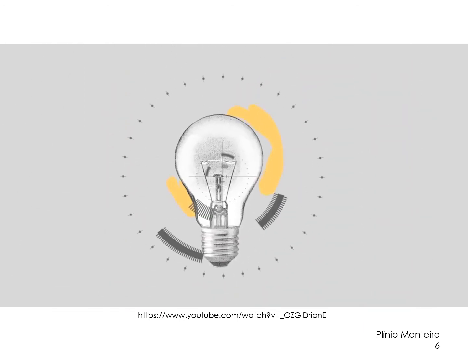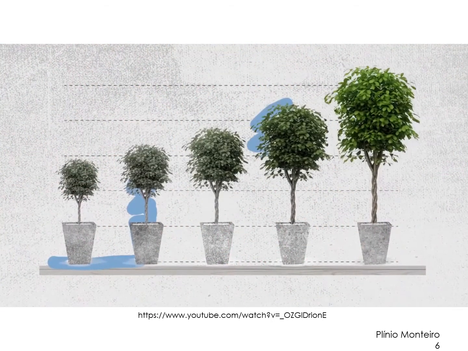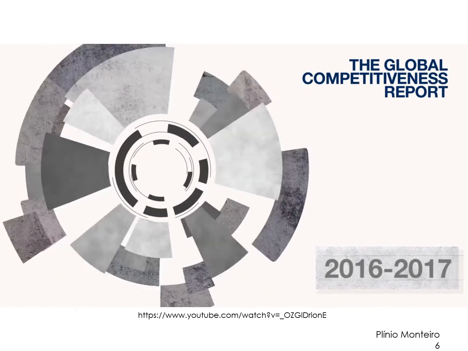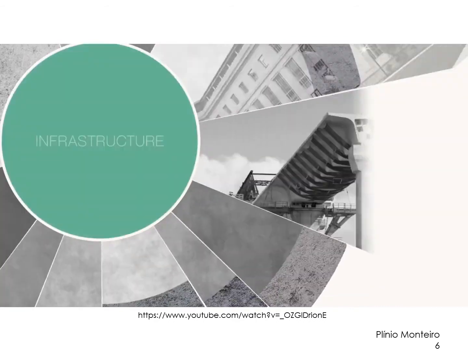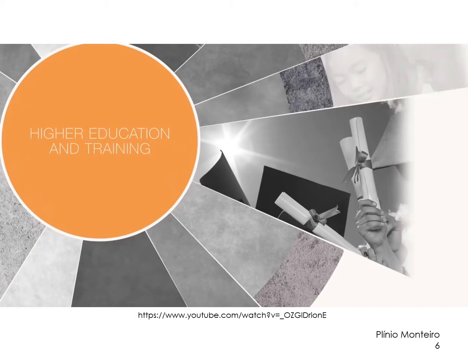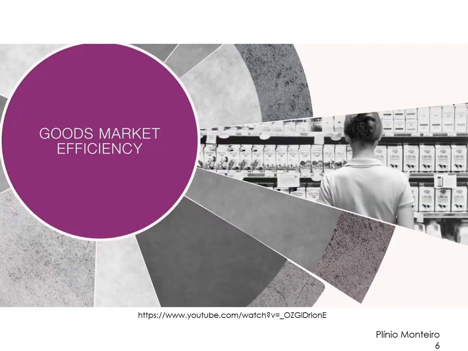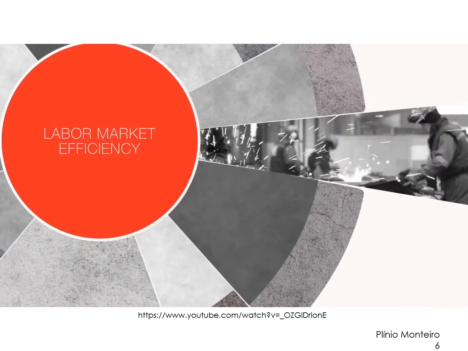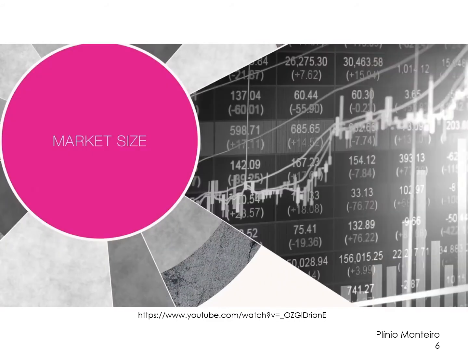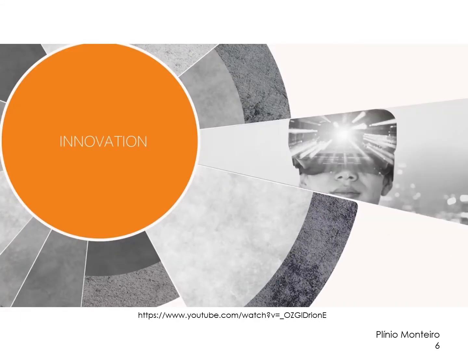With the global economy still in recovery, countries must embrace openness, technology, and innovation to remain competitive. But how do you measure competitiveness? The Global Competitiveness Report identifies 12 key pillars: institutions, infrastructure, macroeconomic environment, health and primary education, higher education and training, goods market efficiency, labour market efficiency, financial market development, technological readiness, market size, business sophistication, and innovation.